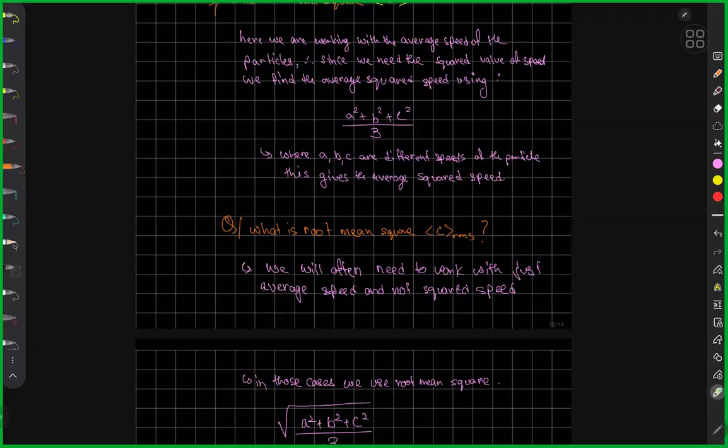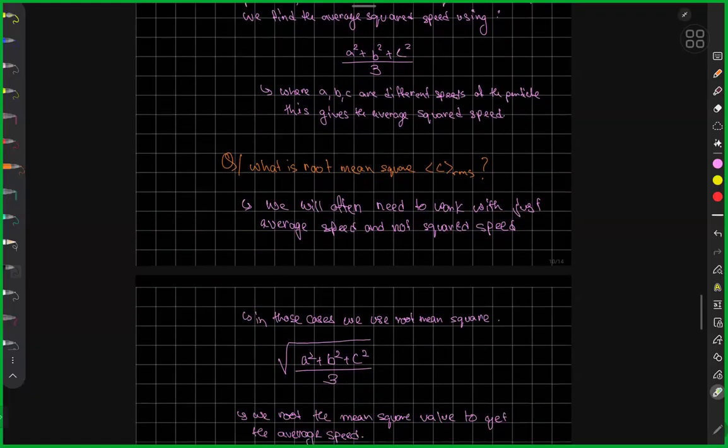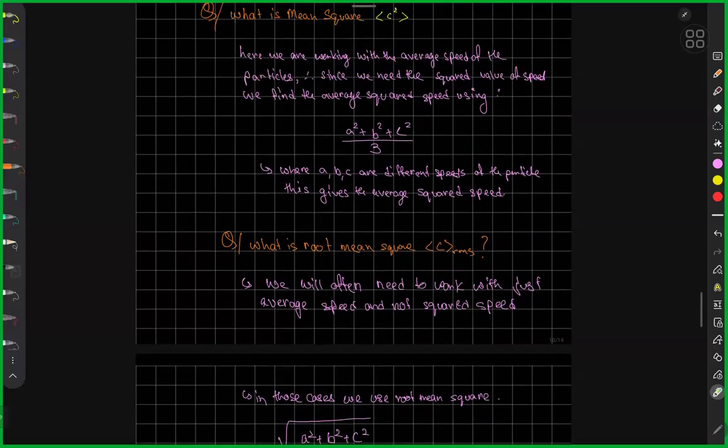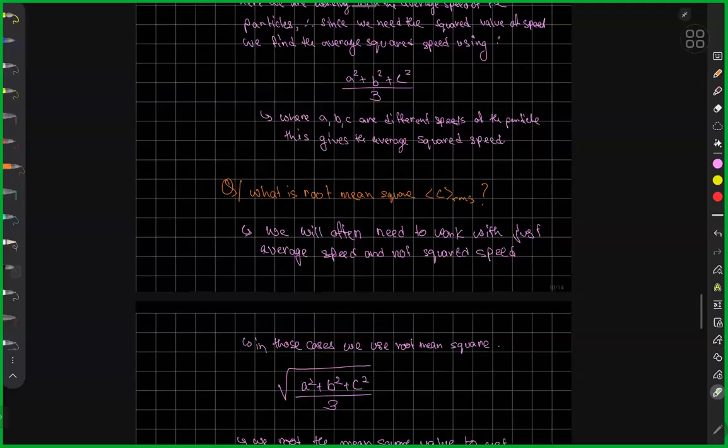Would this give us C square or just C? This will give you C square, the average C square value. Now, what do you do if I just want the C?